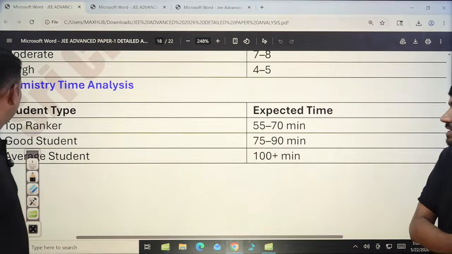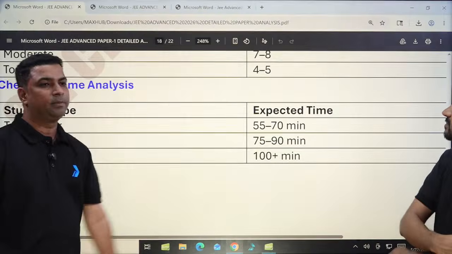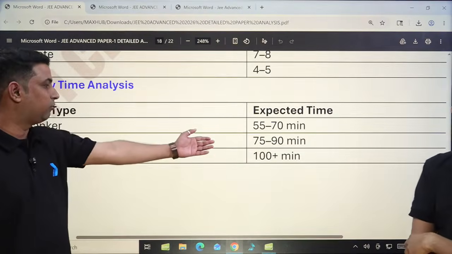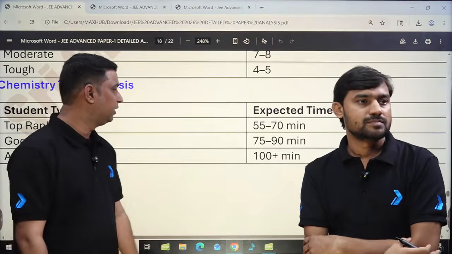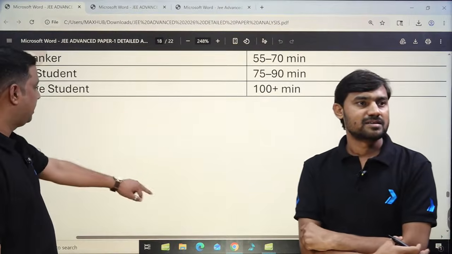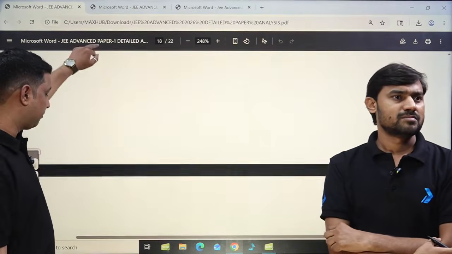As compared to chemistry. Top rankers can solve this paper in 55 to 70 minutes, and a good student can solve this question paper in 75 to 90 minutes, and an average student requires 100 plus minutes. So this was, sir, paper 1.